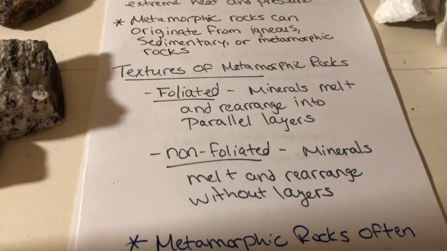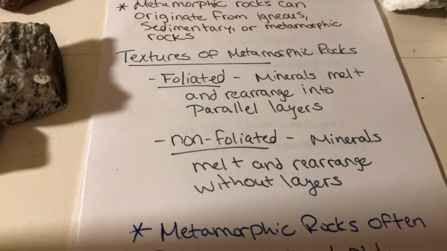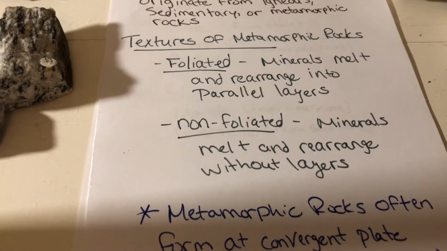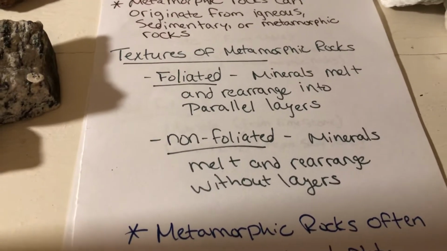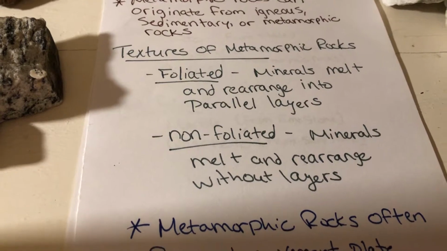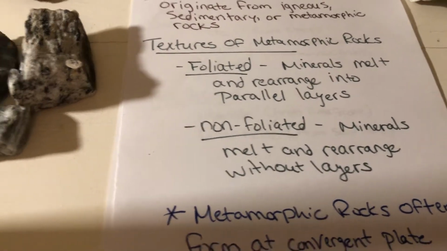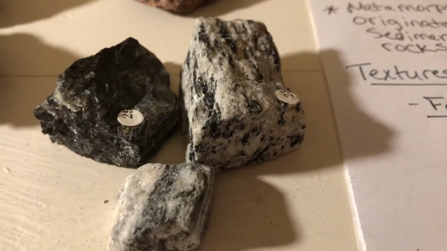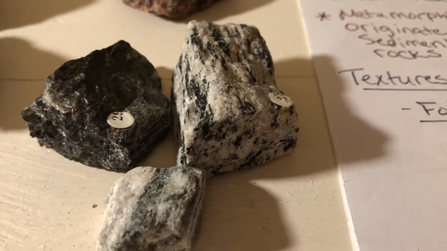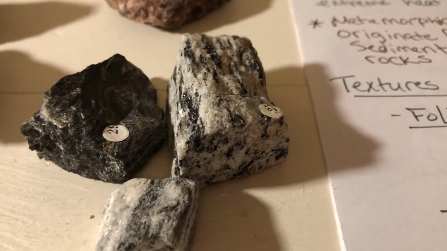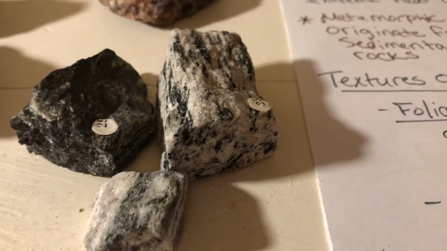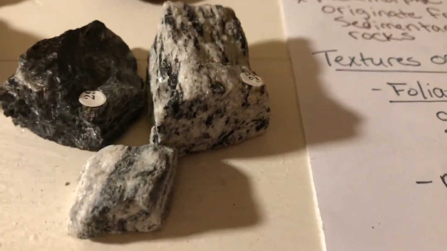When we talk about metamorphic rocks, we talk about their texture. Is it a foliated metamorphic rock or a non-foliated metamorphic rock? Foliated means that the minerals in that metamorphic rock melt and rearrange into parallel layers. This right here is an example of a foliated metamorphic rock. You can kind of see that layering there. You see how you have dark and light kind of alternating? That is a foliated metamorphic rock.